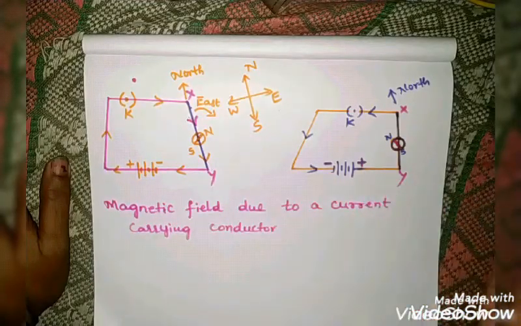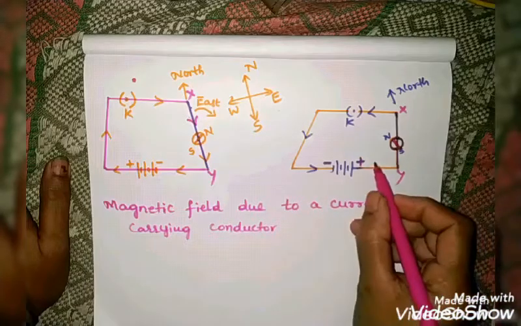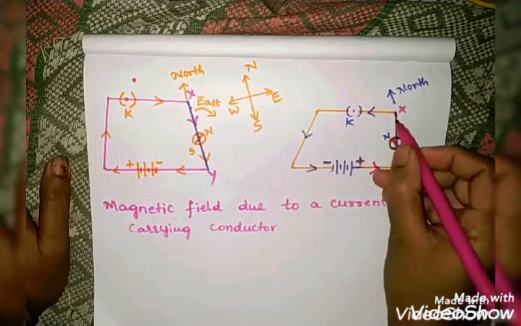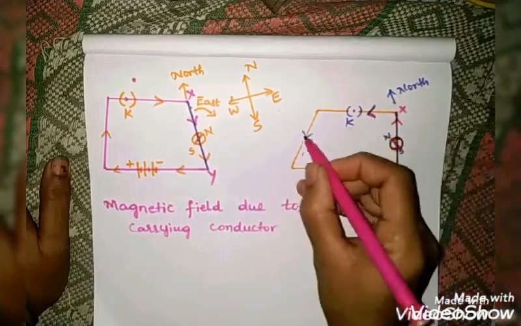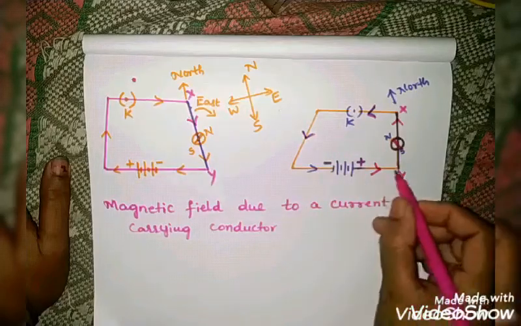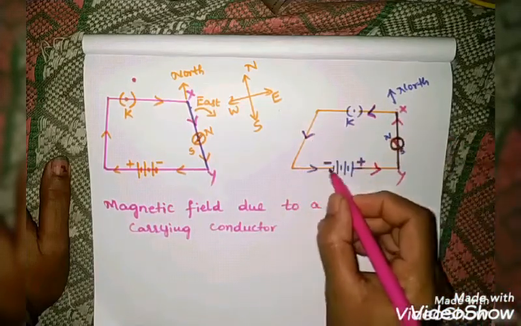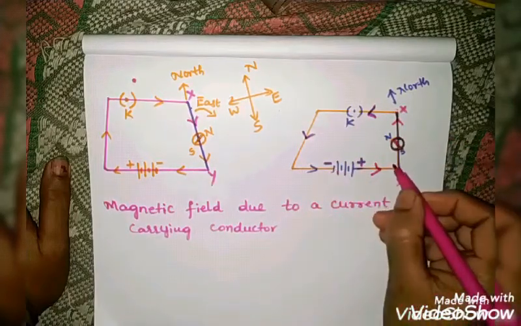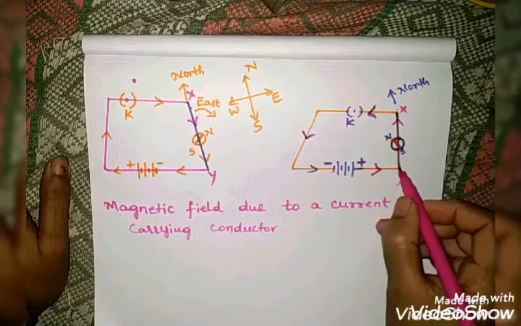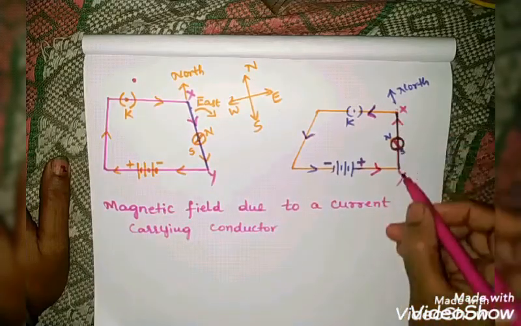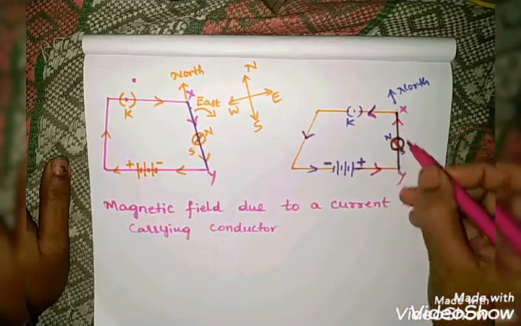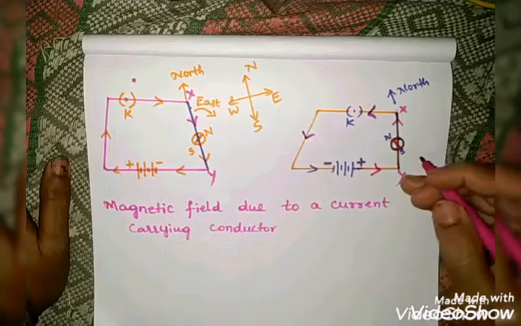Then in which direction does the current flow? We can observe here. Follow the arrow mark here. You can observe the arrow marks here, children. From positive terminal to negative terminal, always current flows. So what happens now? The direction of current in the copper wire XY will be from south to north.